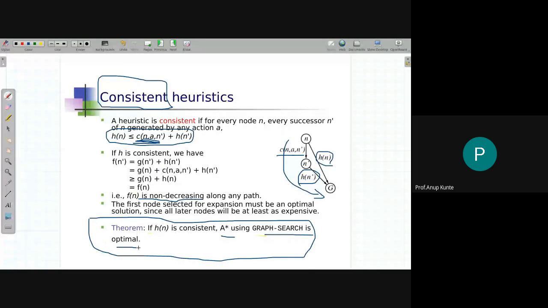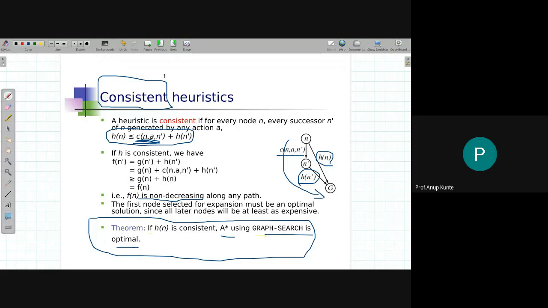Consistency में internally admissibility included. If the heuristic is admissible, it can also be consistent. I can check for consistency then. And if the consistency is followed and I am using the graph search, then that heuristic is going to give me an A star algorithm which gives me an optimal solution.